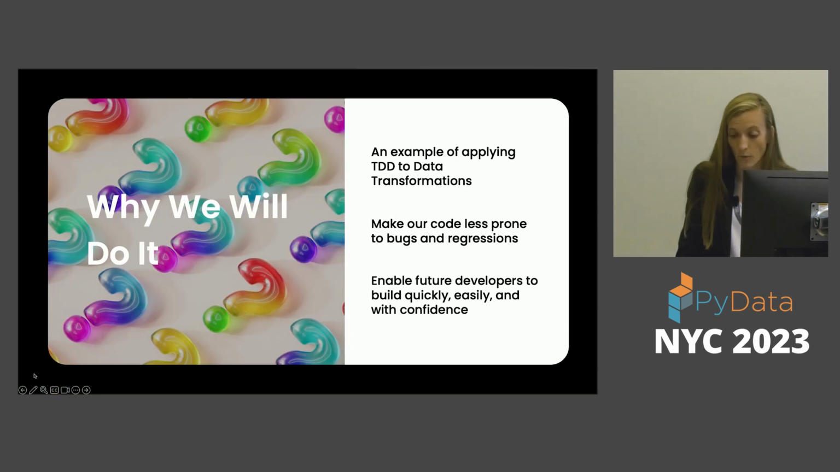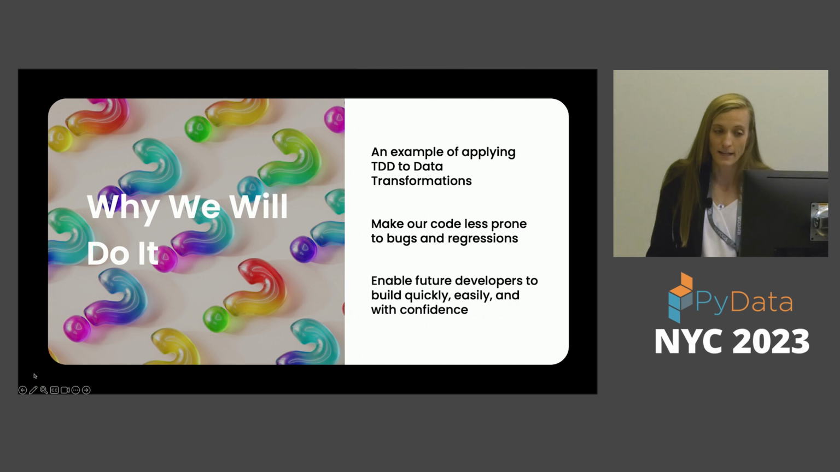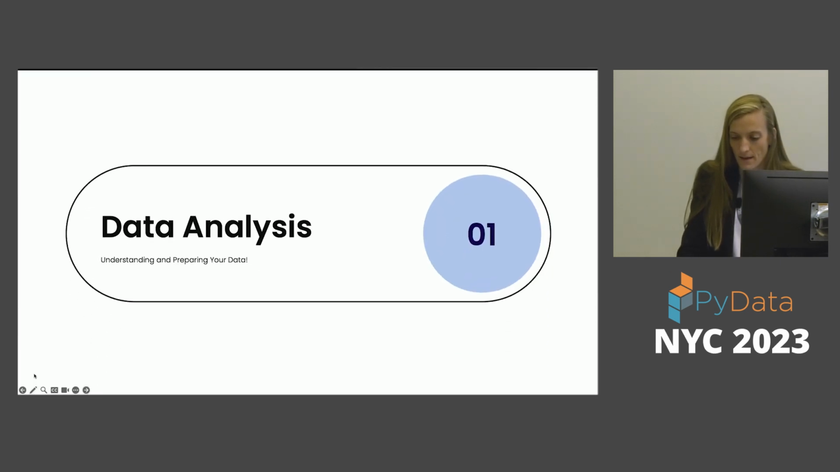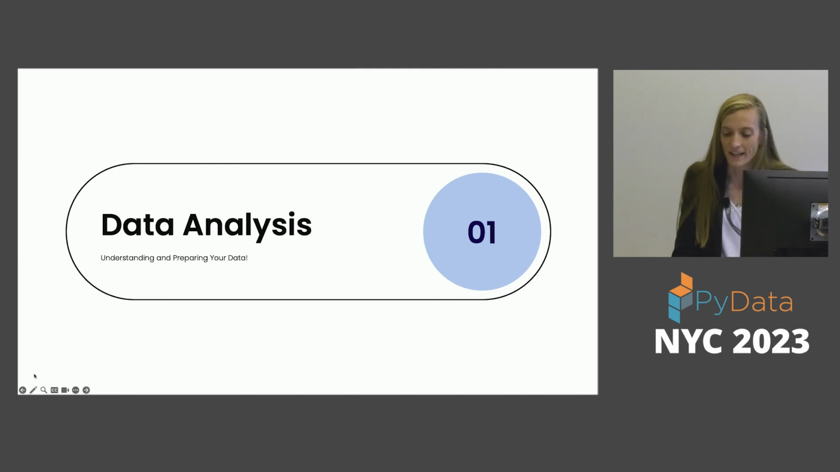So why are we doing this? Well, I want to provide an example of applying TDD to large data transformations because it'll make testing like this feel more doable in the future if it's something that you want to do. When our code is less prone to bugs or regressions because of our tests, we'll save time and money in the future. And when we modularize our scripts, we'll enable future developers to build quickly, easily, and with confidence, which will improve their experience as we work together to build awesome products. Okay, and we're going to do all of that in 35 minutes, which is now probably 33. So let's go ahead and get started.